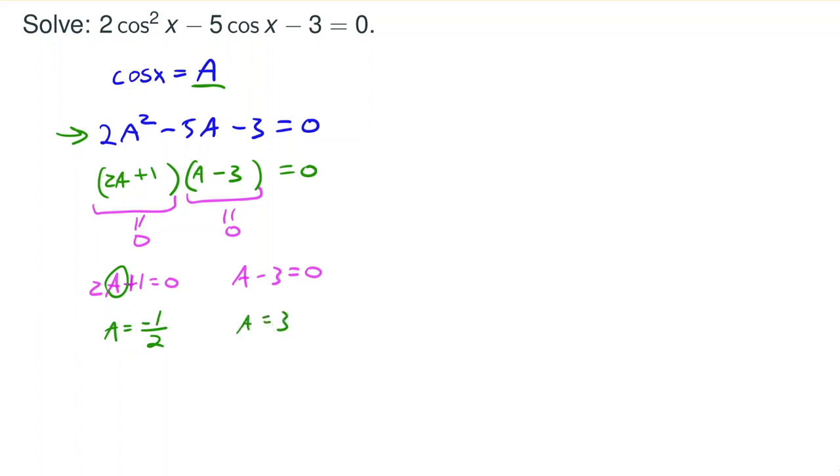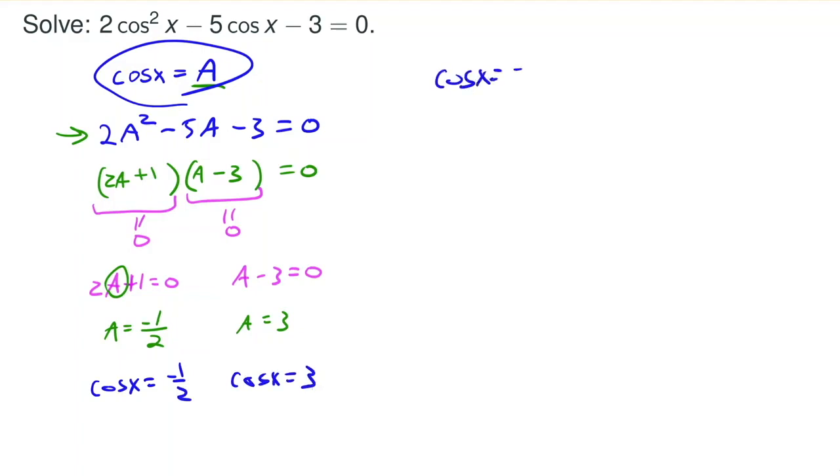So once you come this far, then we put back what a was. A is cosine x. So cosine x equals negative half. Cosine x equals 3. So we have two equations. Let me write it here. Cosine x equals negative half. Cosine x equals 3. So we're finding the angles that will make each of these equations true, which will make this equation true.